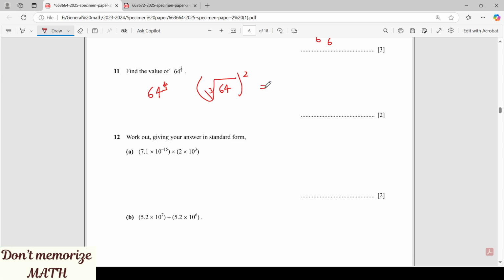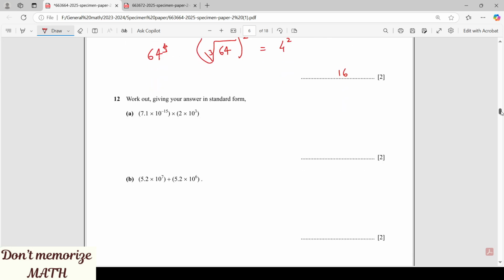Then what is the cube root of 64? The number we multiply 3 times to get 64 is 4, right? So the cube root of 64 is 4, and the square comes here: 4 squared is 16. So the answer is 16. I hope it's clear for you.